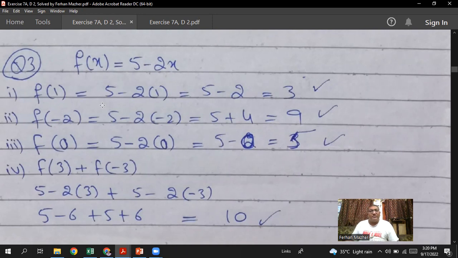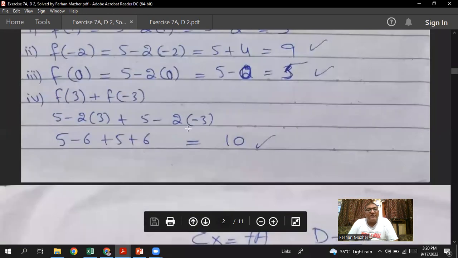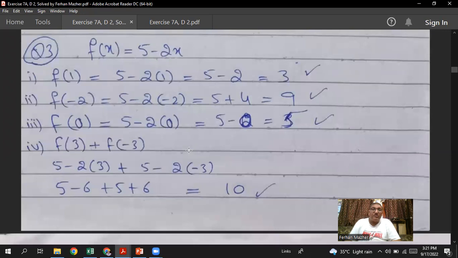Then in the fourth part, they ask us to find f of 3 plus f of minus 3. So f of 3 means 5 minus 2 into 3, and then you put a plus sign. F of minus 3 means 5 minus 2 into minus 3. So we will have 5 minus 6 plus 5 plus 6, and that will be 10. So this is how you will do question number 3. I hope you understand.